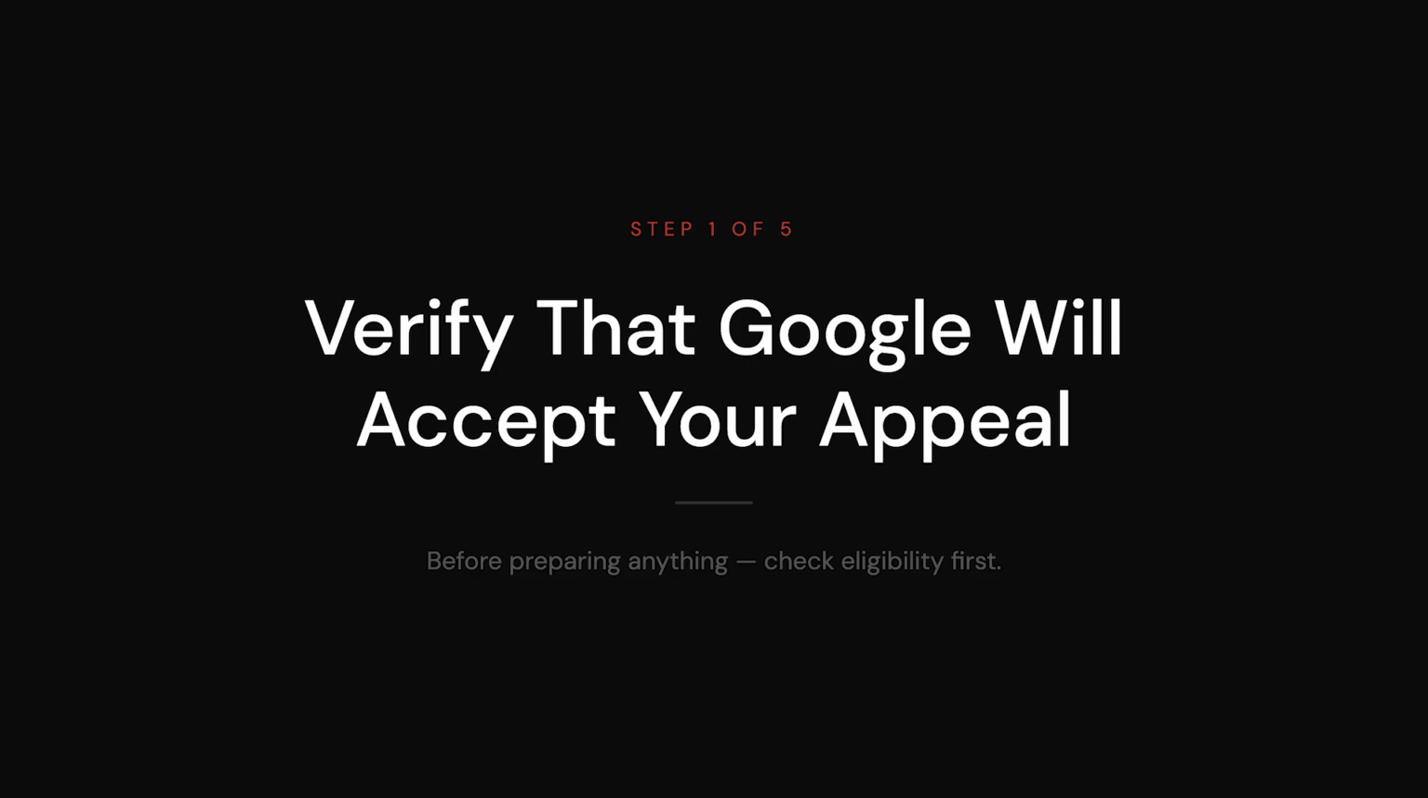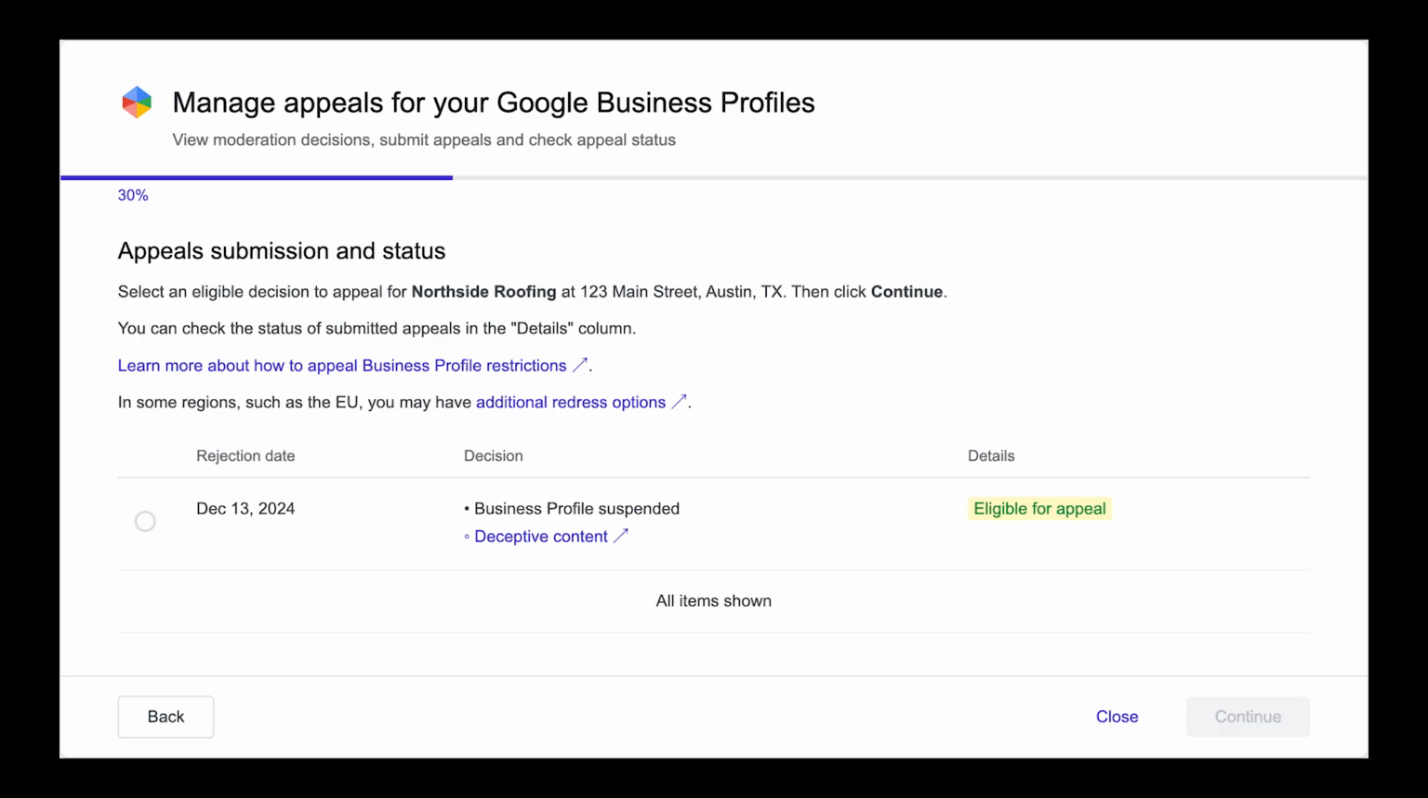eligibility first. Before preparing a single document, open the appeals tool and check whether your profile is eligible. Don't assume it is. Not every suspended profile can be appealed immediately through this tool. If your profile shows not eligible, the standard appeal process shown in this video doesn't apply yet. Check the suspension email and the appeals tool for more context before proceeding. This video assumes your profile is showing as eligible, and if it does, continue to the next step.